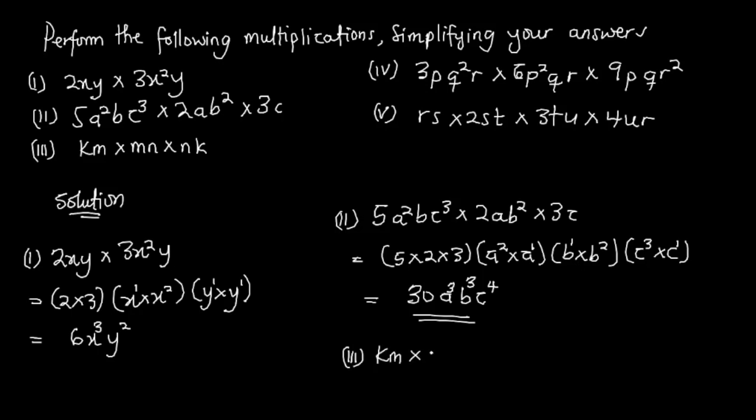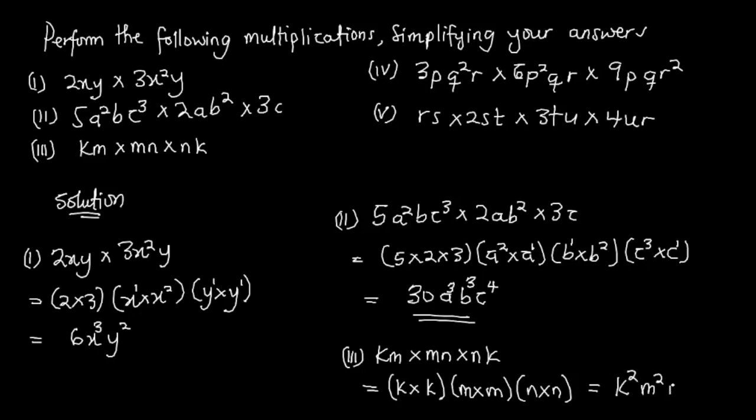So I have km multiplied by mn multiplied by nk. Right, so here I have k multiplied by this k, then in brackets this first m multiplied by the m over here, then this n multiplied by the n over here. So this will give me k squared m squared n squared as my final answer. Right, so let's proceed to look at the fourth and then the last expression.